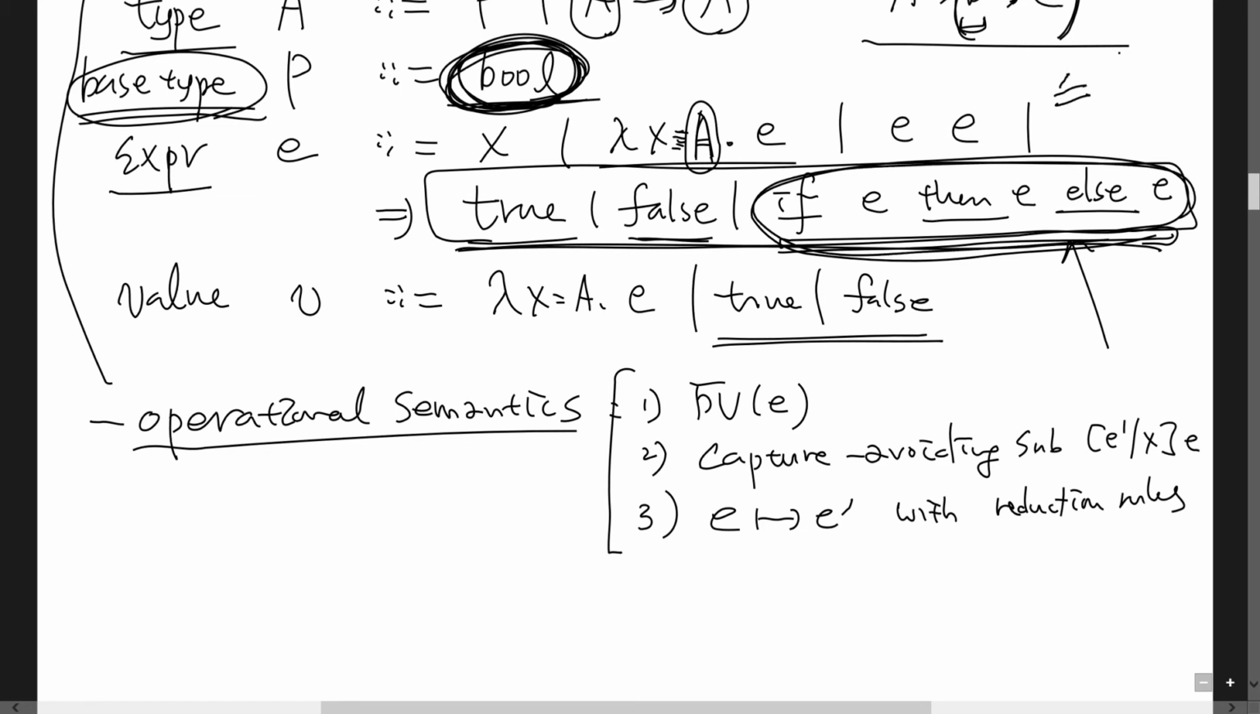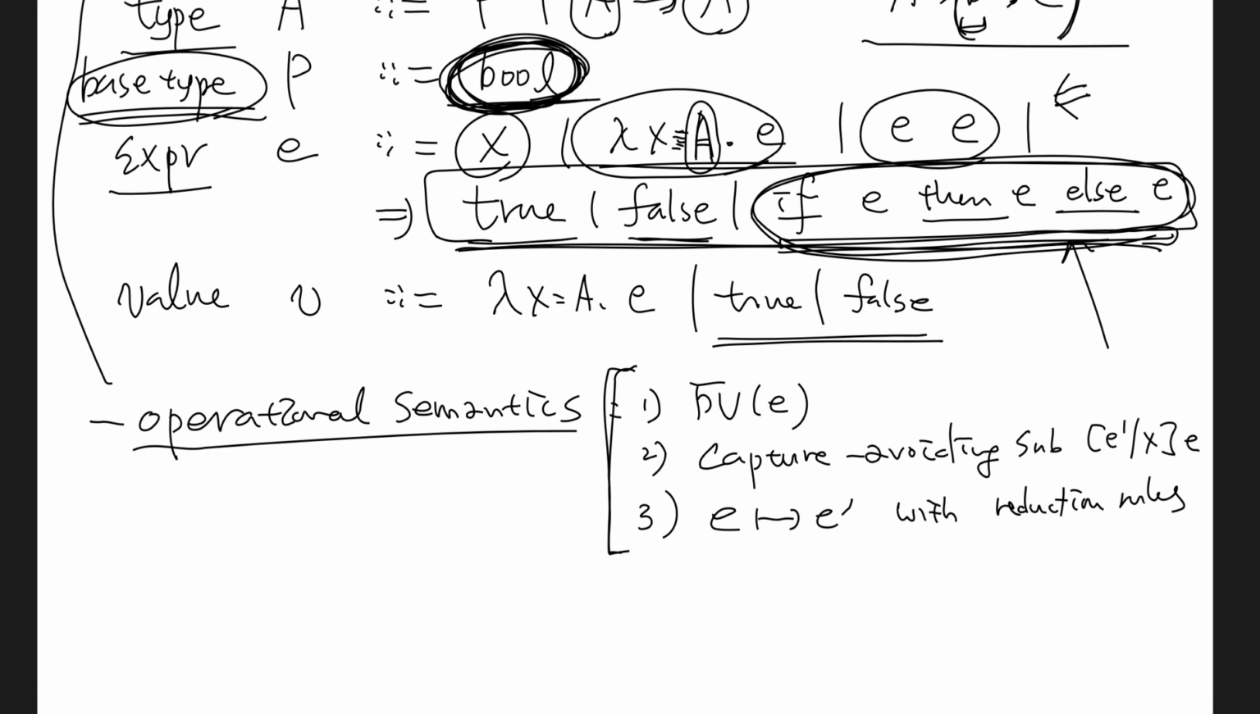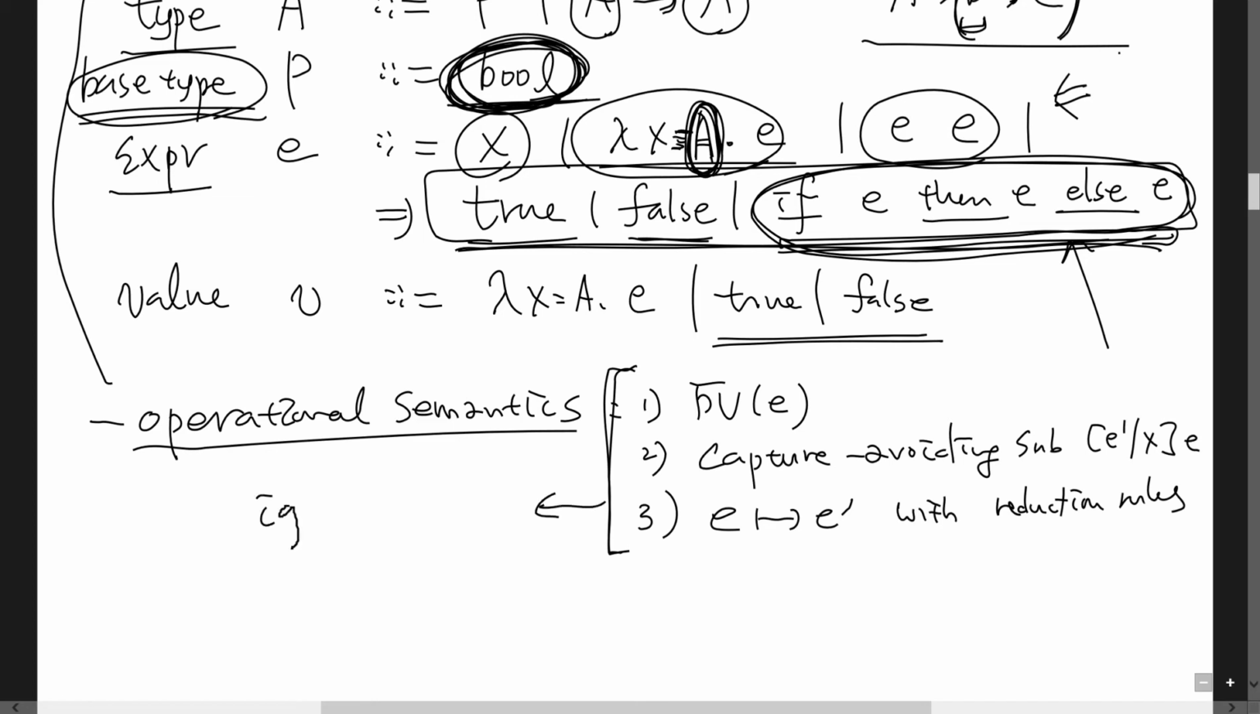For these existing three components, variables, lambda abstractions, and lambda applications, the operational semantics is almost the same, except that you have to do something about this type annotation. But this type does not play any role at all in reduction, so you can simply ignore these types in any part of these definitions.